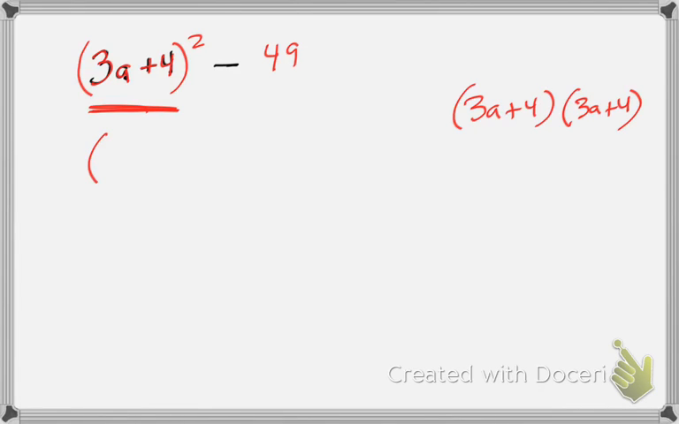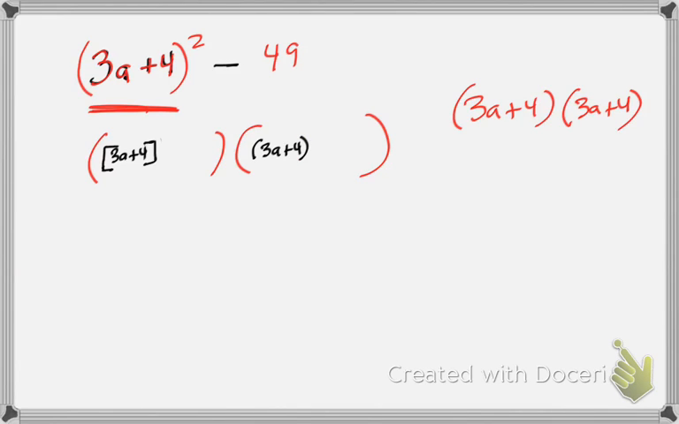So when I do this, 49 is a perfect square. Actually, I'm going to do it like this. 3a plus 4 is the root of it, right? I don't really need those triple parentheses. And I probably should have done the square one on the outside. And then over here, I really should be doing 3a plus 4.